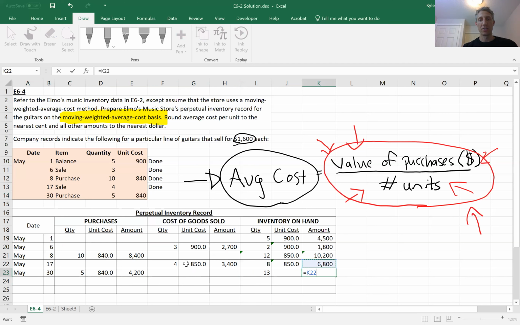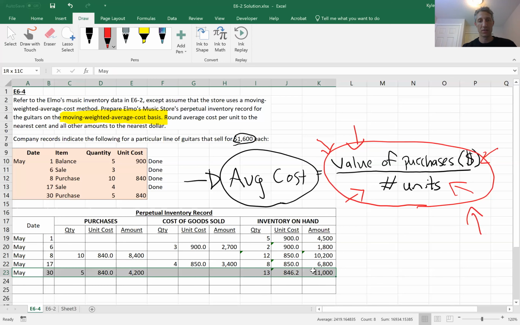Before this transaction, our balance sheet value was $6,800. We just added $4,200 to it. So our balance sheet value now is $11,000. I'm going to use our formula to calculate what our average unit cost is. So we have $11,000 worth of inventory split between 13 units, yielding an average unit cost of $846.20. And that's it. We're done. We've done this problem now to completion.